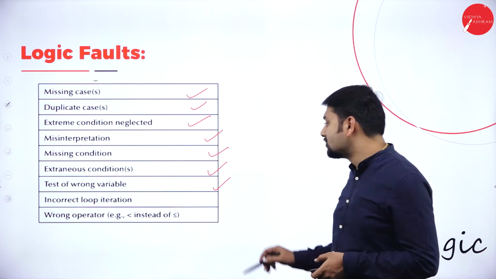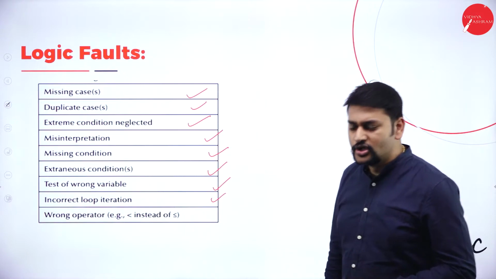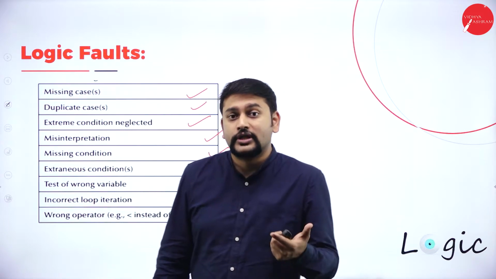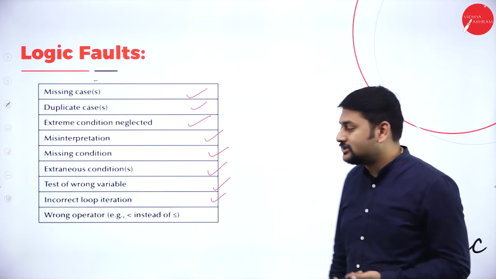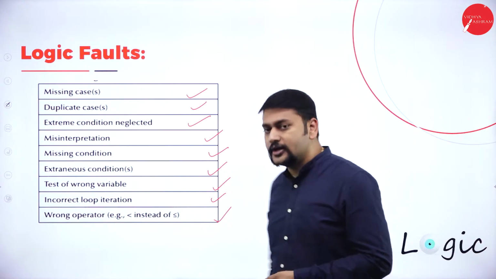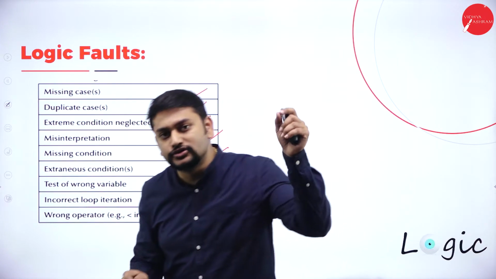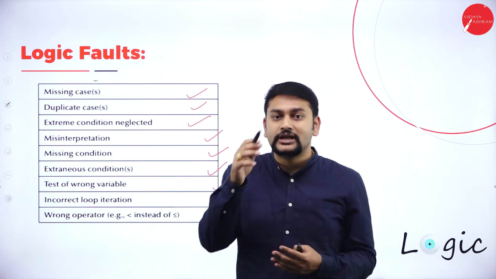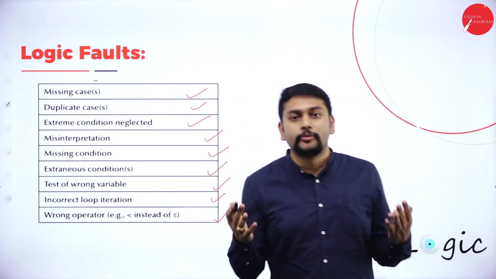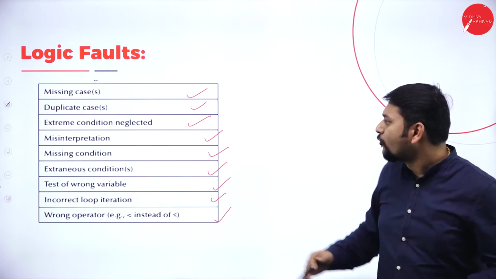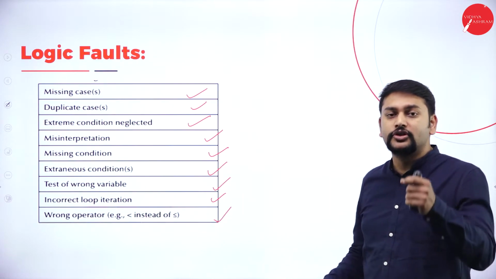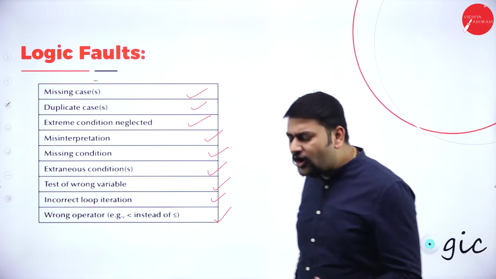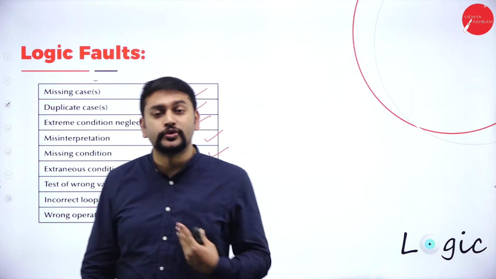And the last two faults, that is incorrect loop iteration. You're supposed to execute only 5 iterations, but it is executing for 10. So that could be one of the faults. All right. The same way, wrong operator. Instead of using greater than, you are using less than. Or instead of using greater than or equal to, you're just using greater than. So that could be the wrong operator. So all these cases, one by one, whenever you're checking the logic, you have to check. So these could be the faults that you will come across with respect to the logic.